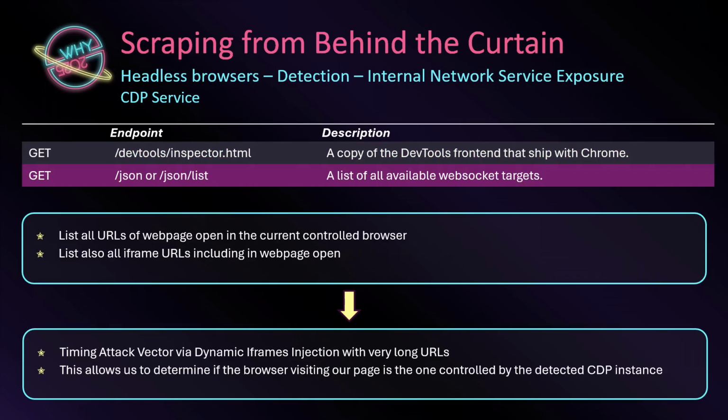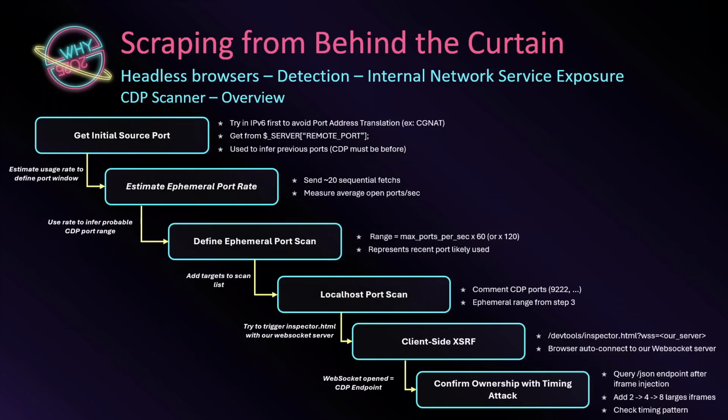Then we have the JSON or JSON list endpoint that lists all open URLs in the controlled browser, but also all iframe URLs, including in the open web page. With this URL, you can perform a timing attack via dynamic iframe injection with very long URLs. With this timing attack, I can determine if the CDP service that I have detected is the one used to control our browser. I'm sorry because we lack time, but this is our proof of concept.